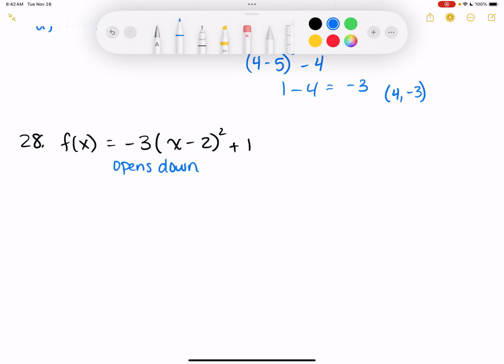Now, the only thing that this 3 out front tells me is that it's not going to affect any of our other information. The only thing it's going to change is the points when we're finding the points from the axis, like the distance from the axis of symmetry points. That's the only thing that 3 is going to change. So let's set up what we need to find.